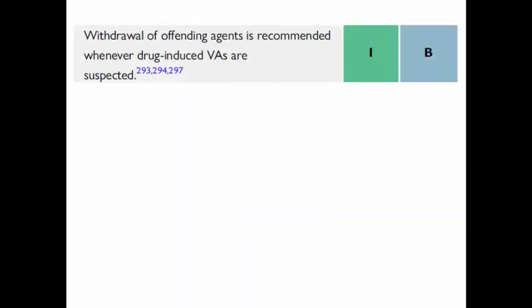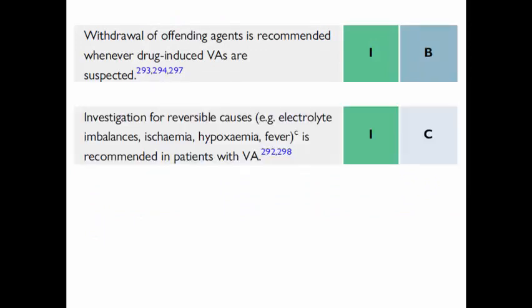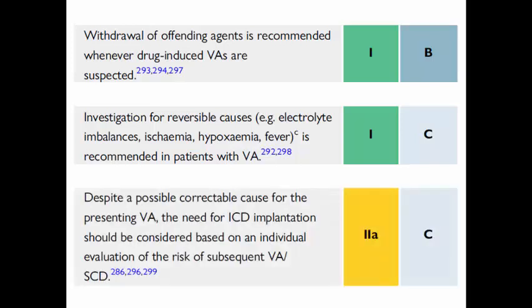So the recommendations are to withdraw any offending agents that may result in drug-induced ventricular arrhythmias, and investigate the reversible causes like electrolyte imbalance, ischemia, hypoxia, fever in any patient with ventricular arrhythmia. Despite a possible correctable cause for the presenting ventricular arrhythmia, the need for ICD should be considered based on the individual risk assessment.